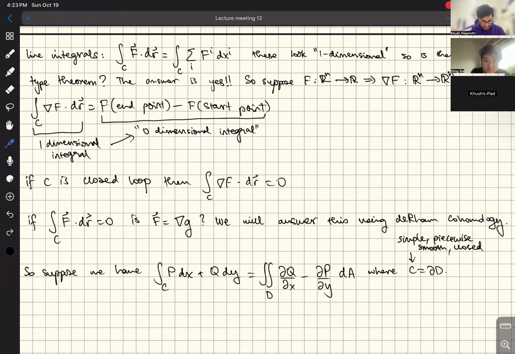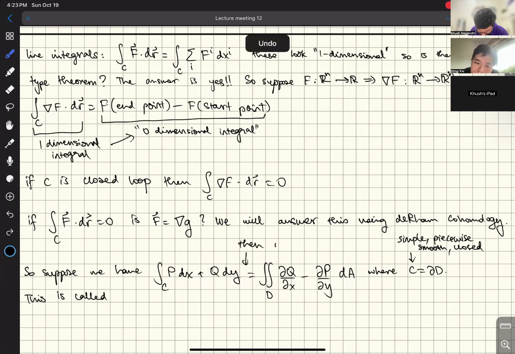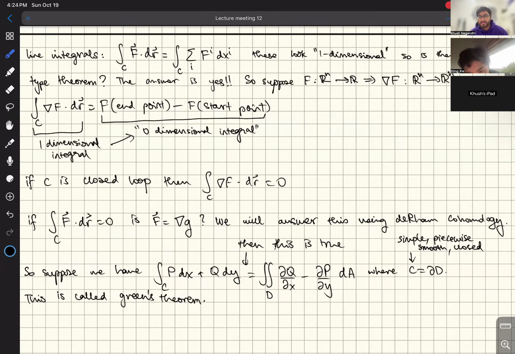Okay. This, by the way, is called Green's theorem. And an application of Green's theorem is outlined in the third problem sheet. It has to do with the area of certain regions that are bounded by simple closed curves.